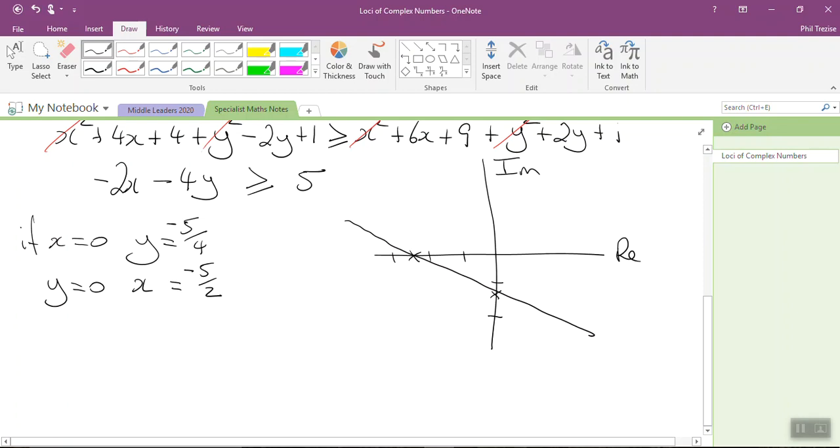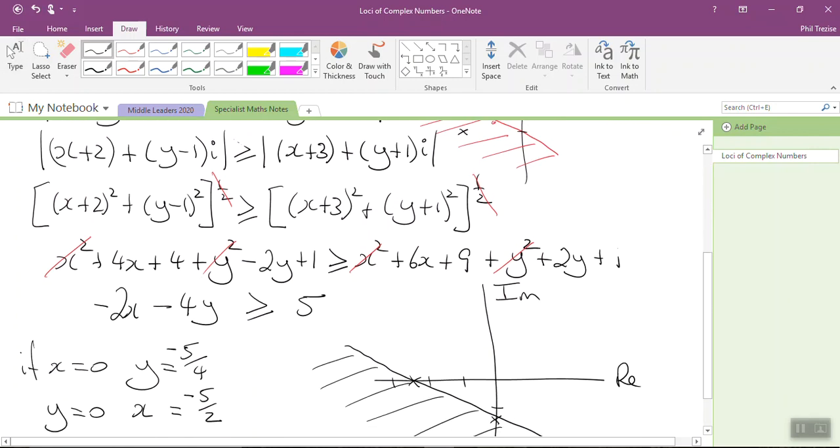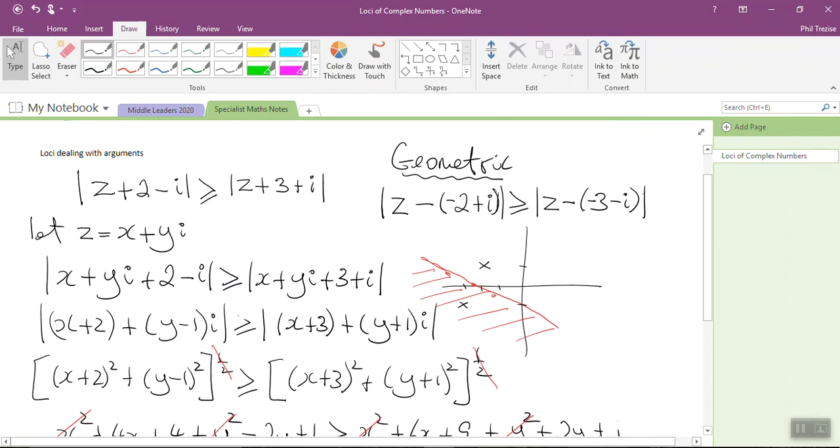Now, how do I decide which side of the line to shade in? Well, the easiest way is to pick a spot on the Argand diagram and substitute. I'm going to pick the spot 0, 0. If I substitute 0, 0, I end up with 0 is larger than 5. That's not true, which means that that spot is not part of the region that I need to shade. Therefore, I should be shading the other side of this line. Now that matches what we had thought geometrically. So we've got a geometrical way of thinking.